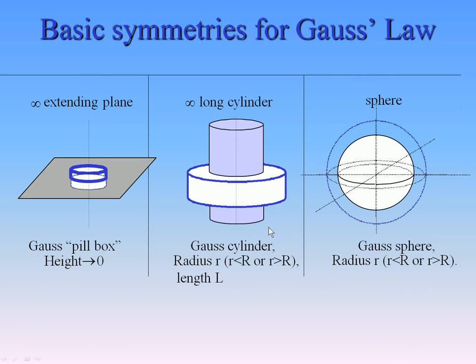Let's begin with basic symmetries for Gauss Law. For Gauss Law we need either an extended plane or a long cylinder or a sphere. For an extended plane we have a pillbox with height approaching 0. In a cylinder we have a Gauss cylinder with a radius larger than the radius of the cylinder itself or smaller, and a length L. And for a sphere we have a Gauss sphere with a radius r smaller or larger than the radius of the sphere itself.